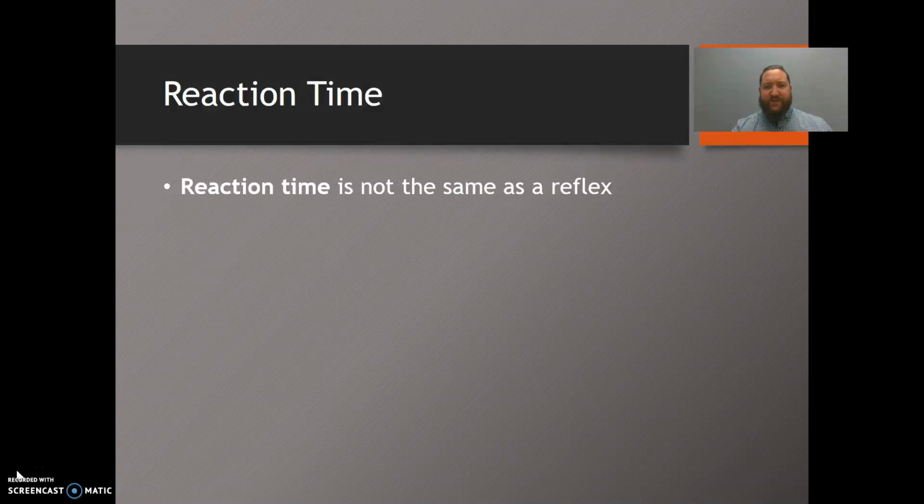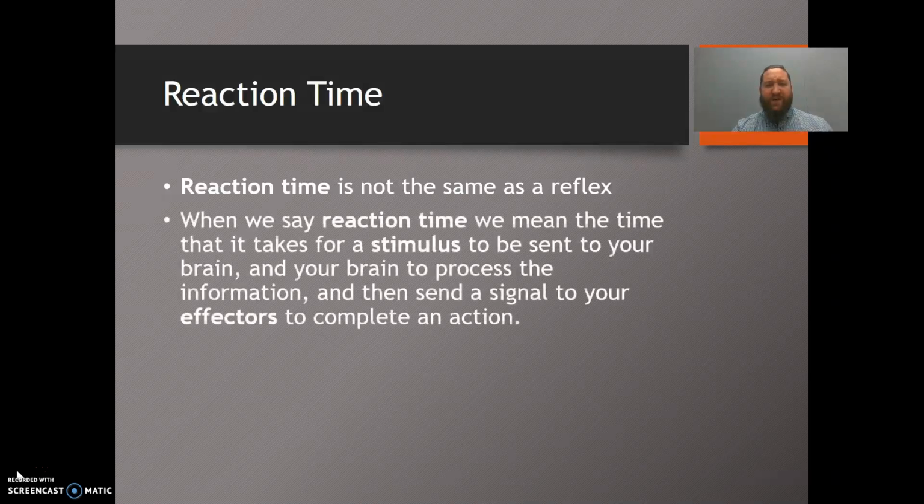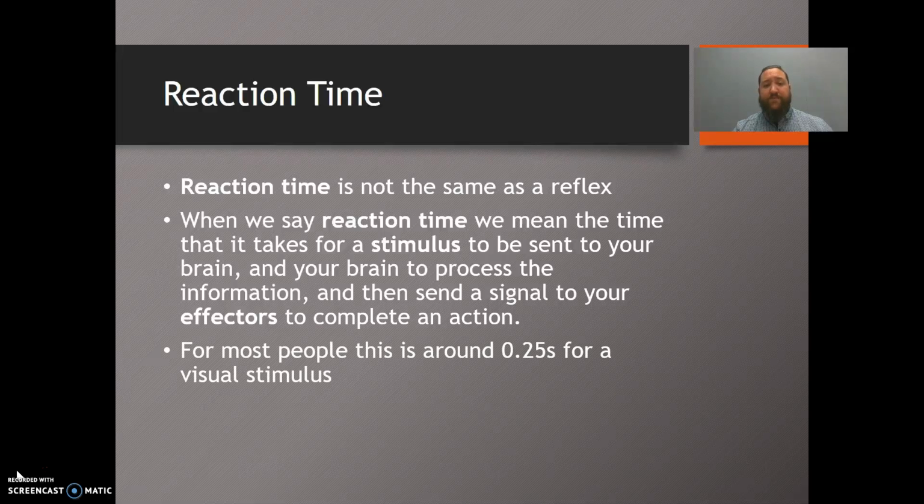So as we said, reaction times are not reflexes, but what are they? When we're talking about reaction times, what we're actually referring to is how long it takes for your brain to process a stimulus sent from the various sense organs around your body, come up with a decision, and send the information back to the effectors to make that action happen. So if we're talking about something that you see, that's around 0.25 of a second, so about a quarter of a second from a visual stimulus. Interestingly, if you hear something or you touch something, your reaction time response is actually faster as well.